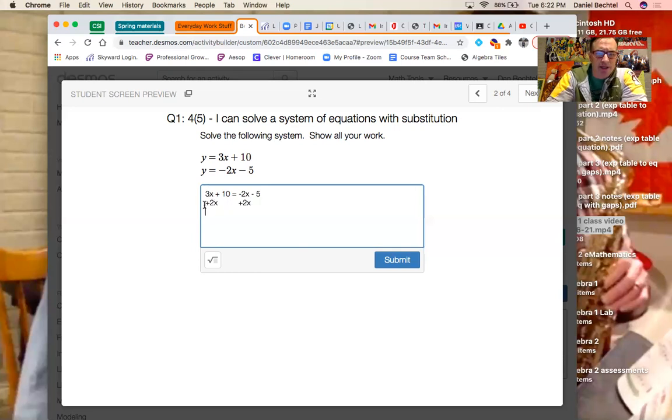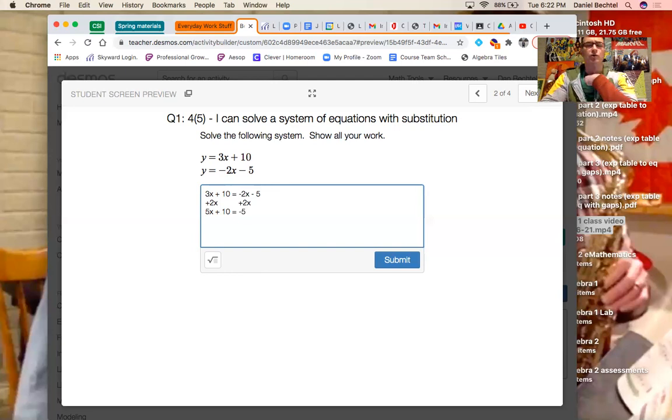So we have 3x plus 2x, that will be 5x. We have that 10, so I'm going to do plus 10. There's my equal sign. Space there. Now, the negative 2x and the positive 2x, when I put those together, they become a 0 pair and they're gone. So that is going to equal negative 5. All right, cool. So far, so good.